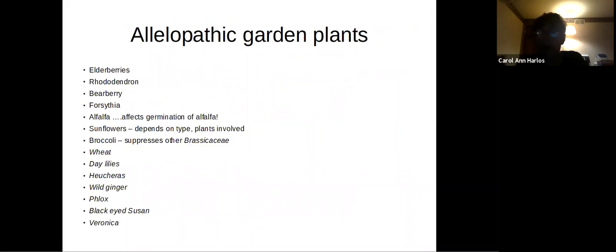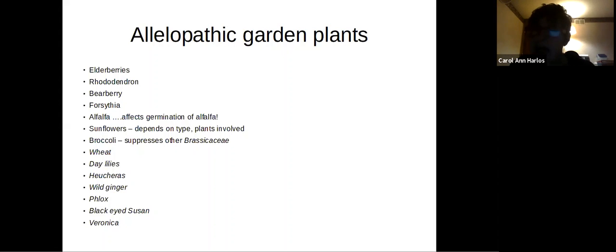Here are some allelopathic garden plants, which I'm sure many of you grow. Elderberries, rhododendron, bearberry, forsythia, and so forth. The interesting thing in this list, I thought, were sunflowers.